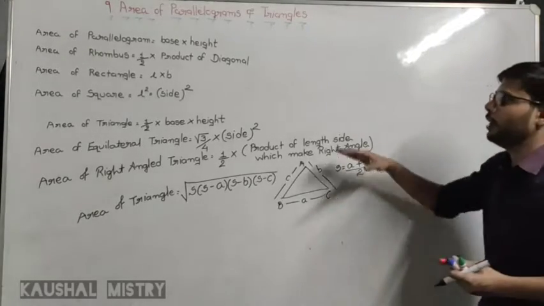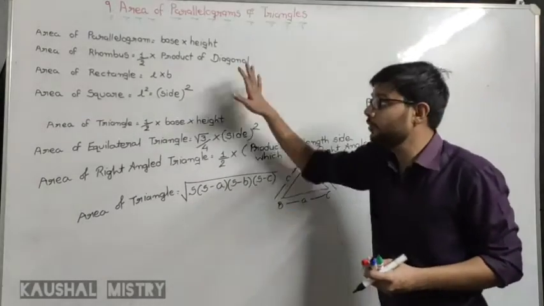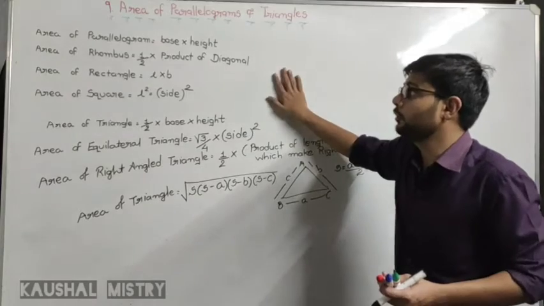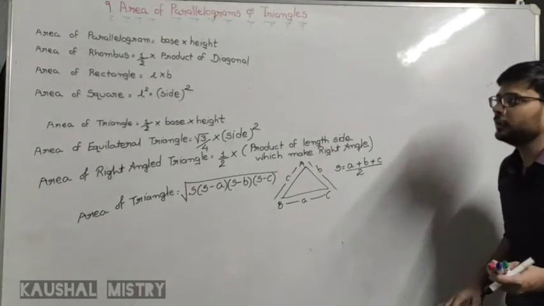These are the formulas for finding area of different types of quadrilaterals and triangles. This you have to remember because it can be used in future standards, right? So this you have to remember, right?